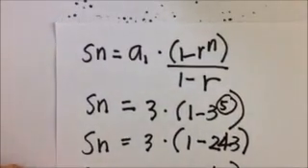Sn is equal to a1 times the quantity of 1 minus r raised to n over 1 minus r.